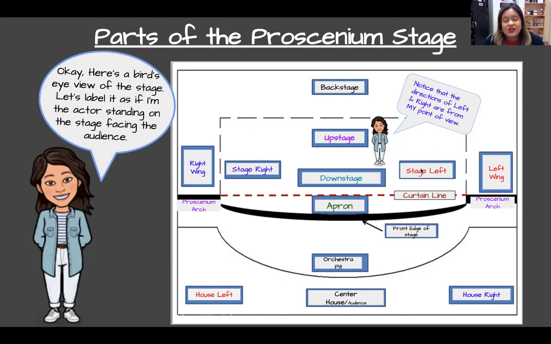So notice that when you are talking about your stage directions on the actual stage itself, they are going to be from the actor's point of view. That's why this is labeled as the right side and this is labeled as the left, because it's from this person's point of view. When you're on stage, you want to imagine your directions like you are the actor standing on stage looking at the audience. And so that will become more clear to you later in the week.